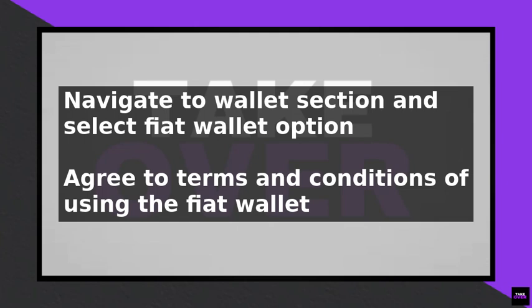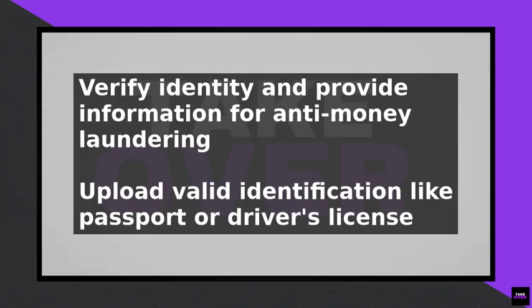This process can take a few minutes to complete, so be patient and do not attempt to submit your application multiple times. Once your Fiat wallet is activated, you can use it to deposit and withdraw fiat currencies, such as US dollars or euros, and to buy and sell cryptocurrencies. To deposit funds into your Fiat wallet, navigate to the Deposit section of the app and select the fiat currency you wish to deposit. You will then be provided with the necessary payment details to complete the deposit.